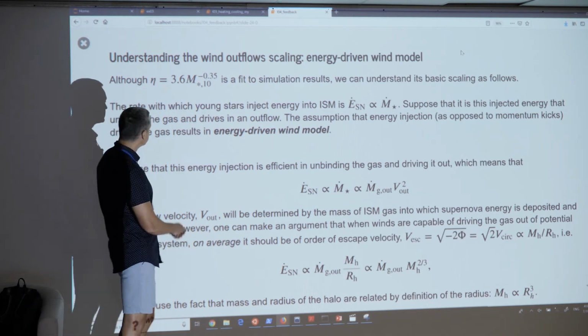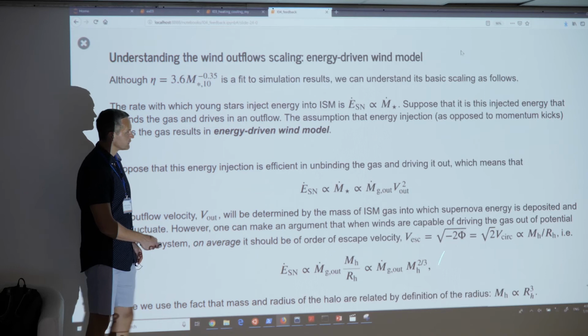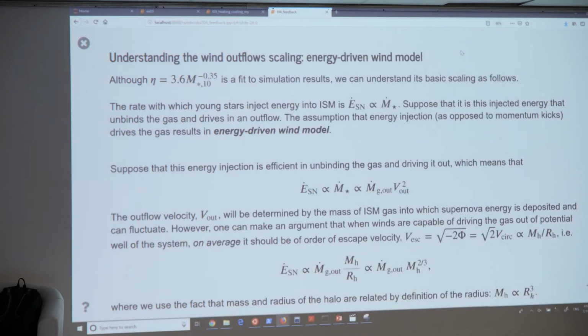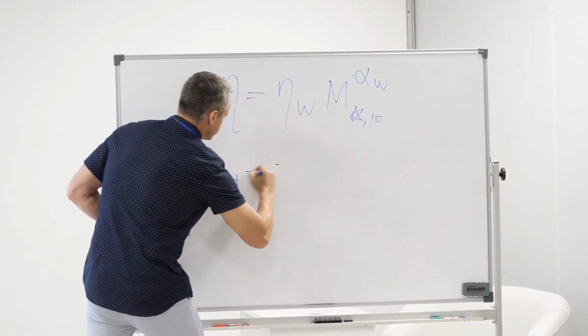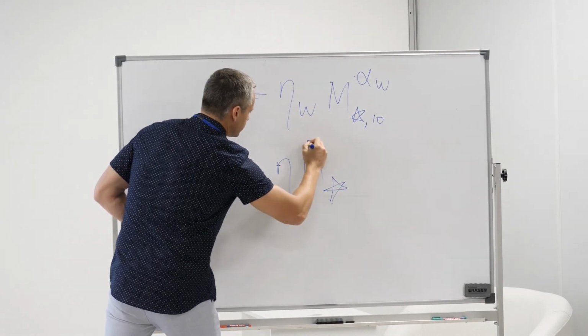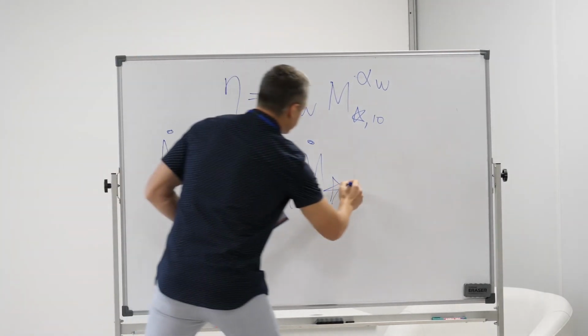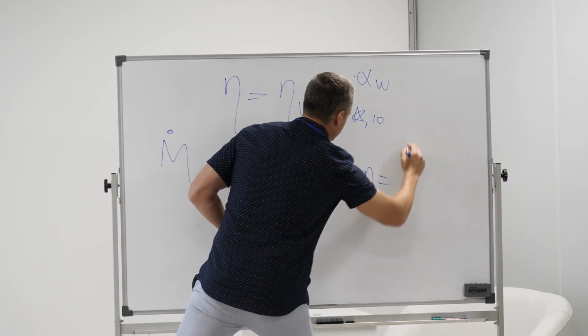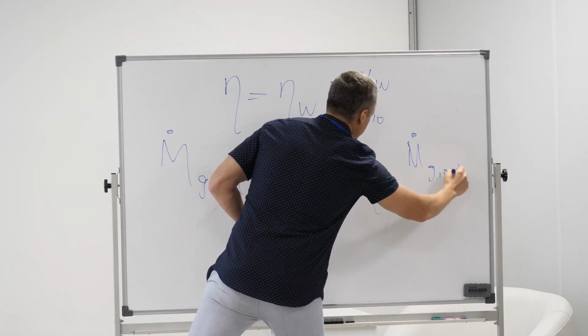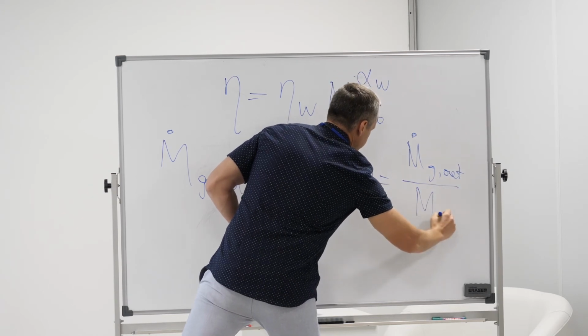And then by the definition of the mass outflow rate, the eta parameter is defined so that M_g,out, the way we defined eta, is eta times the star formation rate, right? So it means that eta is M_g,out divided by the star formation rate.